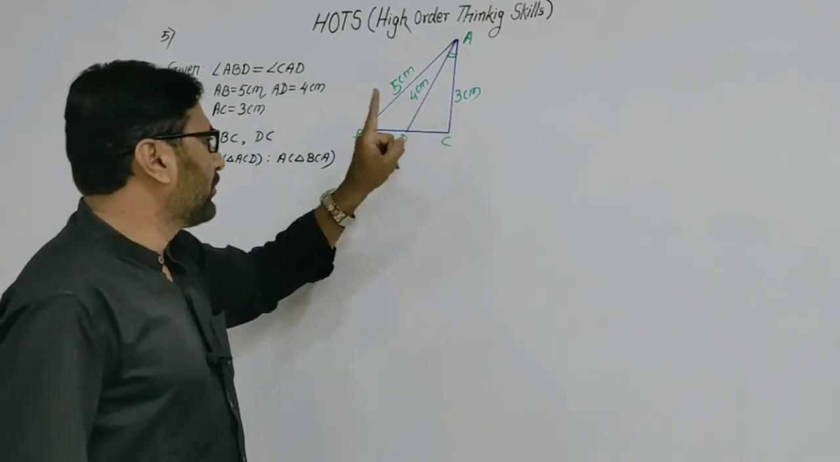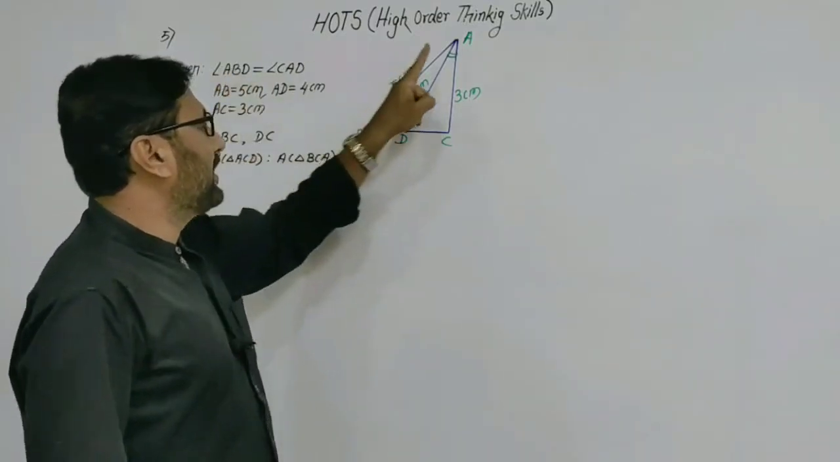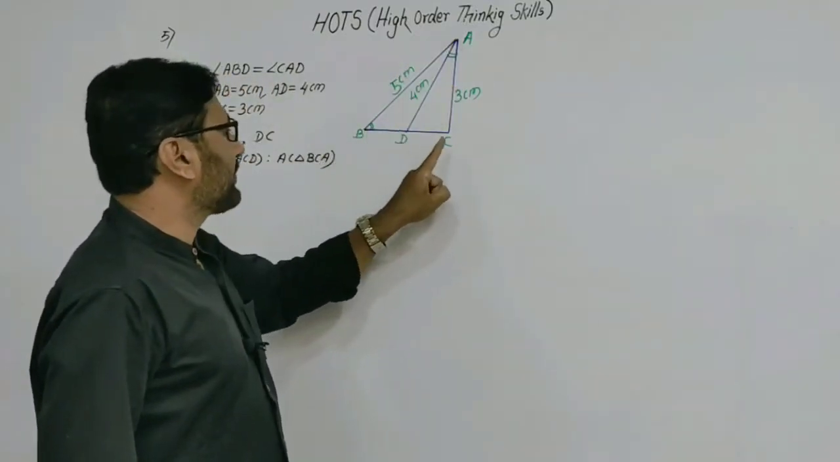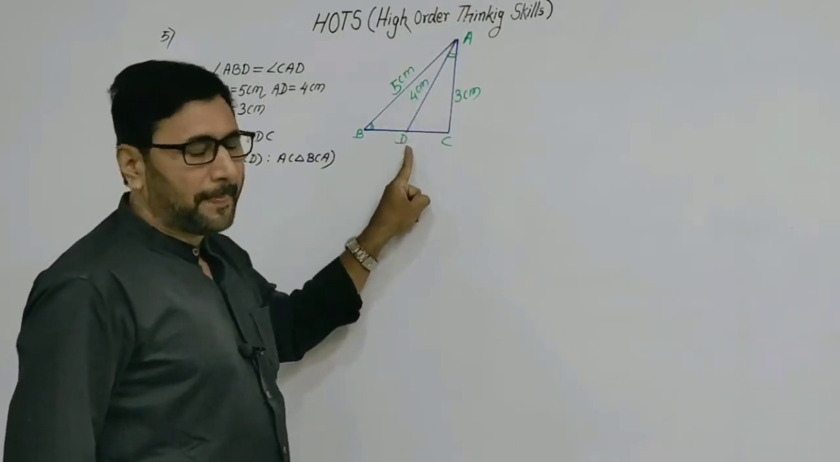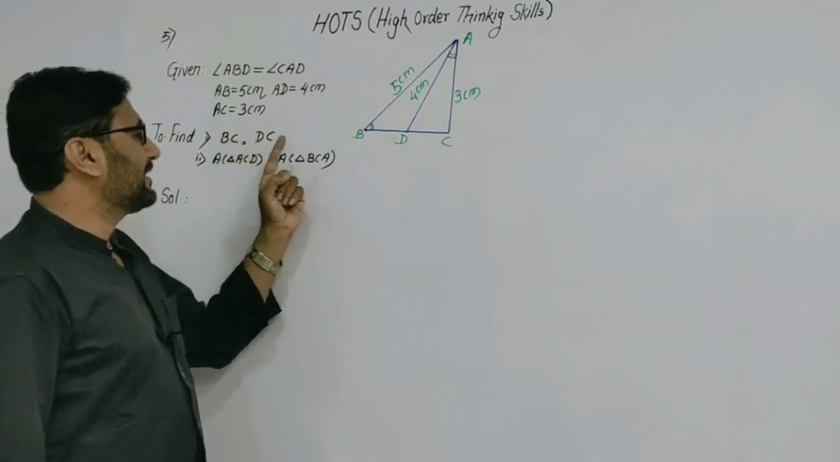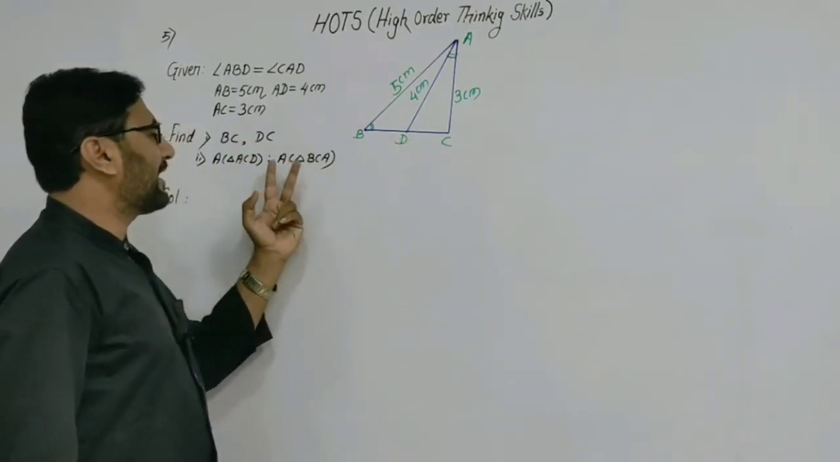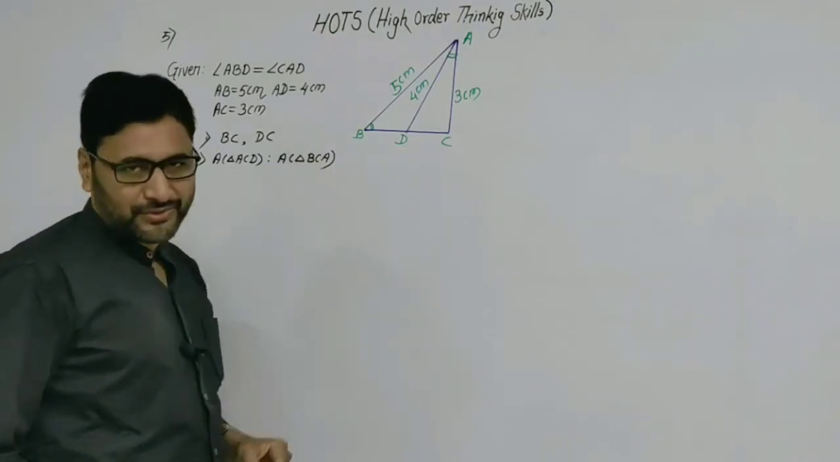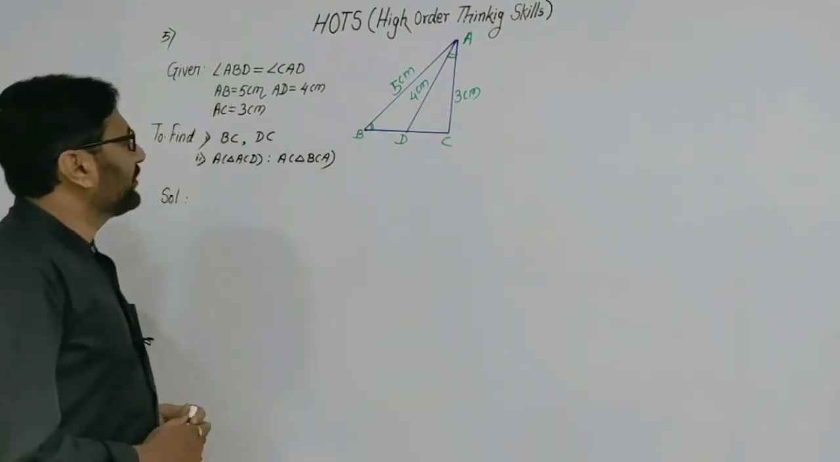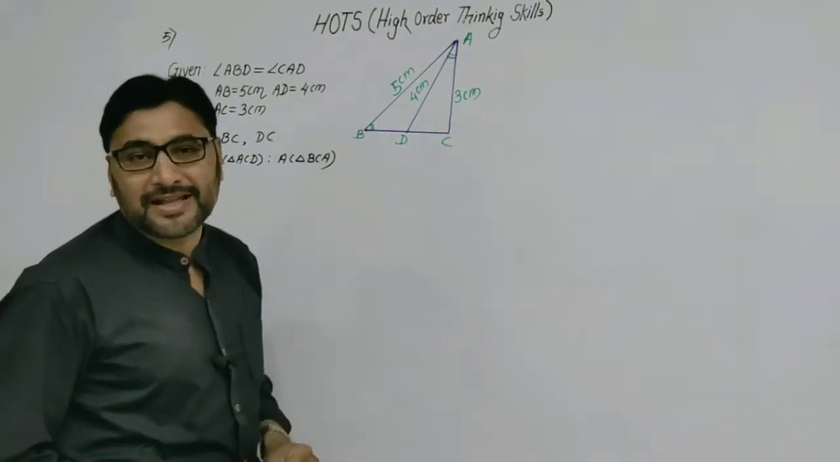respectively. One more thing is given. Angle ABD is equal to angle CAD. Using this, we have to find length of BC, DC and the ratio of area of triangle ACD and area of triangle BCA. Now students, you know, if one pair of angle is given, we need to prove two triangles similar.